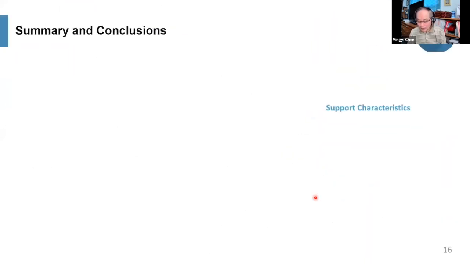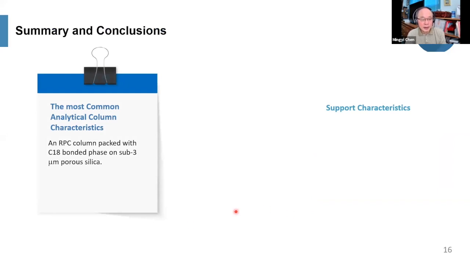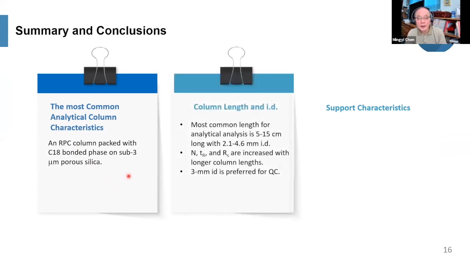Okay, summary and conclusion, right? So the most common analytical column I would say, if I have a choice and I need to use one column, would be a reverse phase column packed with C18 bonded phase on a sub 3 micron porous silica. So that's kind of the standard default column. Typical column length is 5 to 15 centimeter. The typical ID is 2.1 to 4.6 millimeter.